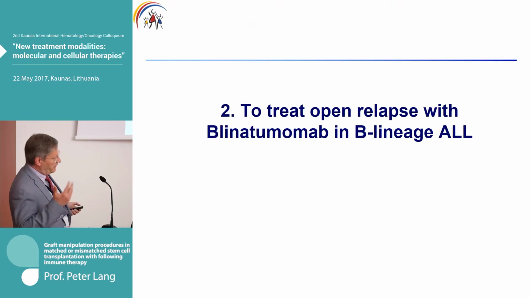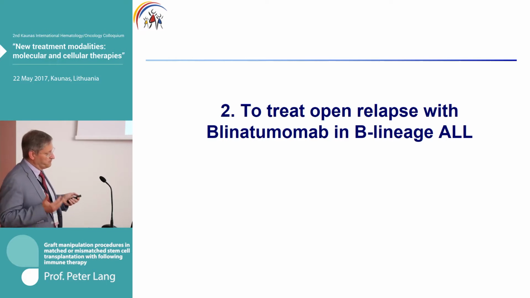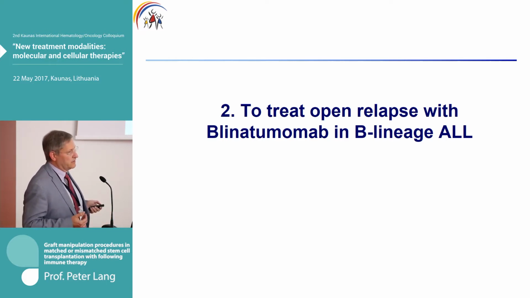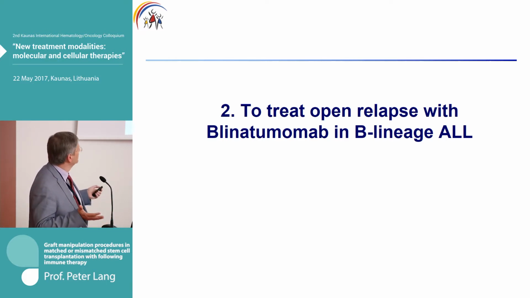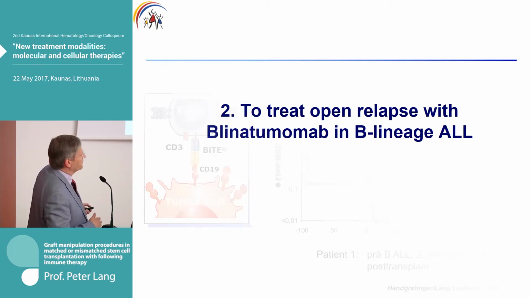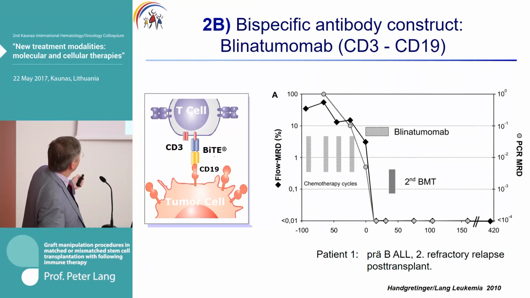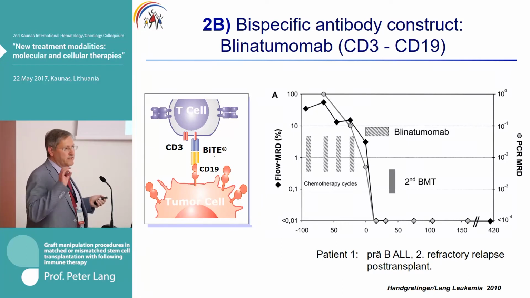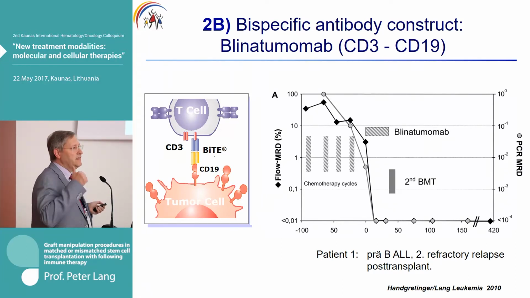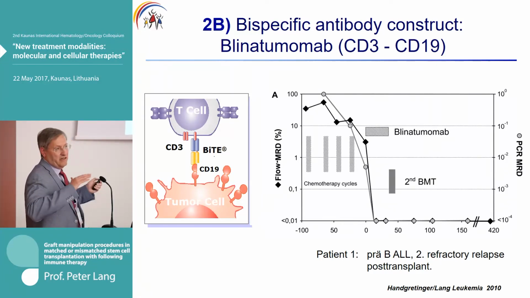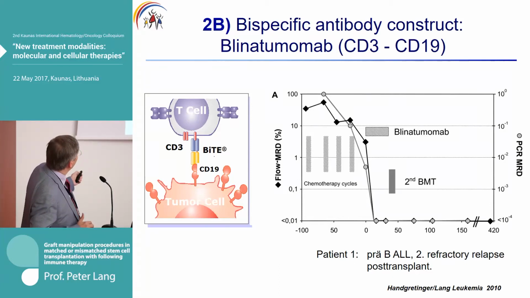Okay, the second option of an antibody-based immunotherapy after transplantation is blinatumomab. You all are familiar with this antibody construct. It is a bispecific antibody with a specificity against the CD3 antigen on T cells and against the CD19 antigen on tumor cells. So this antibody construct needs T cells as effector cells. No NK cells, only T cells.